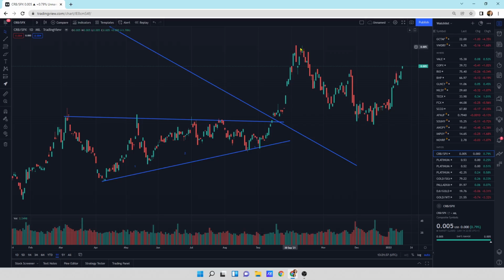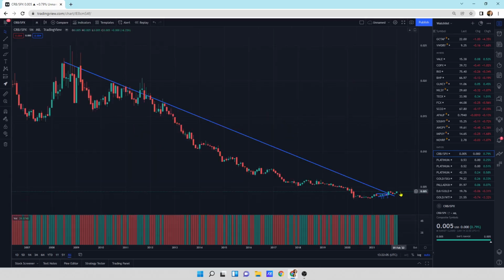And when we break this line right here, about 0.005, it's absolutely so cheap. You're probably going to see this accelerate, especially if interest rates go up, because what's going to happen is commodities are going to go up in price while stocks go down in price, and the ratio explodes during that time frame.